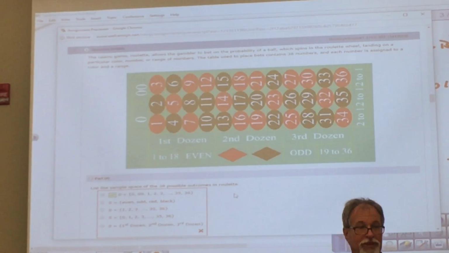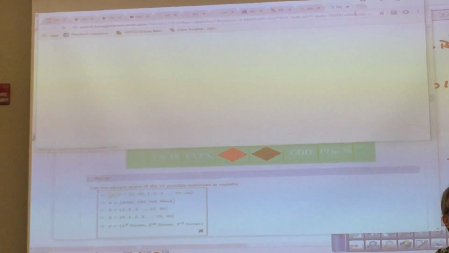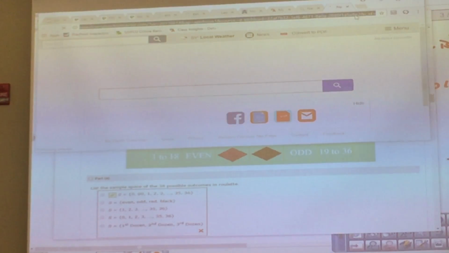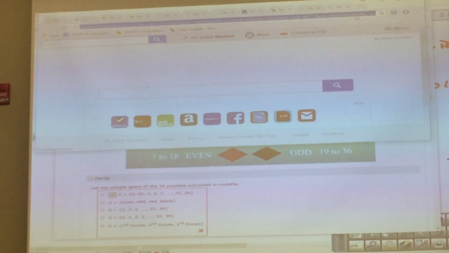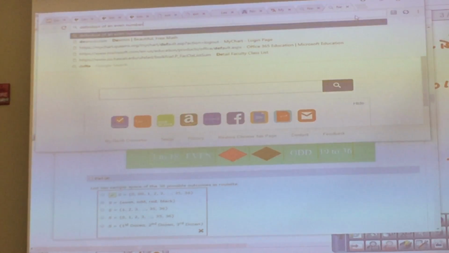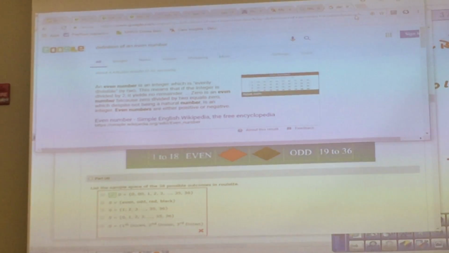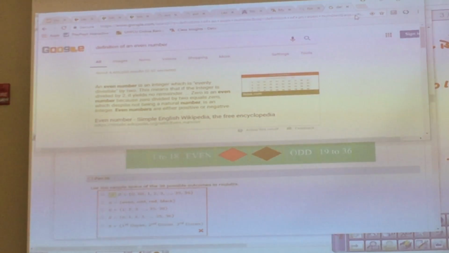So now you've hit me on a question that I have to go look up. But according to WebAssign, it's no, right? Now, I have to think according to the rules of roulette. Yeah, according to WebAssign, no. But according to the mathematicians: an even number is an integer which is evenly divisible by 2. 0 fits that definition, so 0 is even. 0 is an even number.